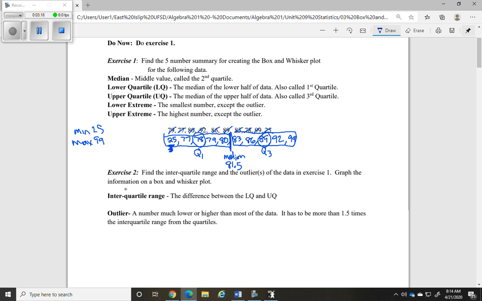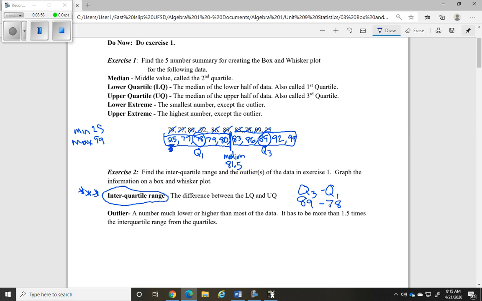In order to find an outlier, you first have to know what the interquartile range is. Your calculator doesn't tell you the interquartile range. You have to know what it means. It tells you here that it's the difference between the lower quartile and the upper quartile. Really, when we find the interquartile range, we do Q3 minus Q1. Remember, upper quartile is Q3 and lower quartile is Q1. So to find the interquartile range of this data, we'll do 89 minus 78.